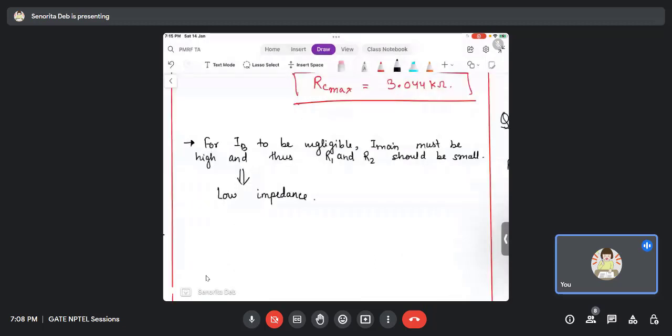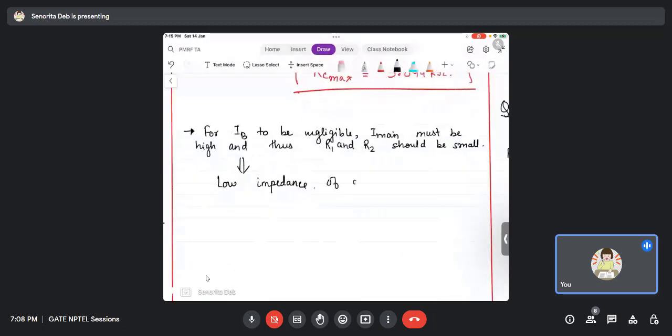So this translates to low impedance of the amplifier, which is not a good thing. We want the amplifier to have high impedance, because if the amplifier has low impedance, then any signal that you input to the amplifier will go through the impedance, not to your amplifying circuit. We will see that in detail when we do amplifiers, but as of now, just take care that if R1 and R2 are small, it results in a low impedance of the amplifier.